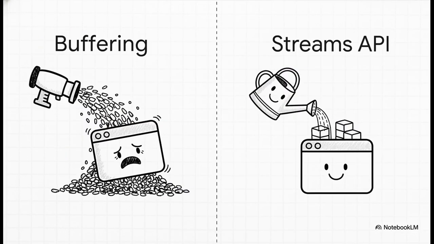Welcome to the Streams API. This thing is a standard, built-in browser API made for exactly this situation. It lets you tap directly into the flow of data coming over the network, piece by piece, chunk by chunk, instead of waiting for the whole thing. It basically turns that fire hose we were talking about into a gentle, totally manageable stream.